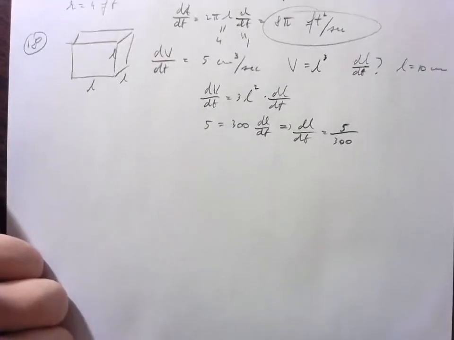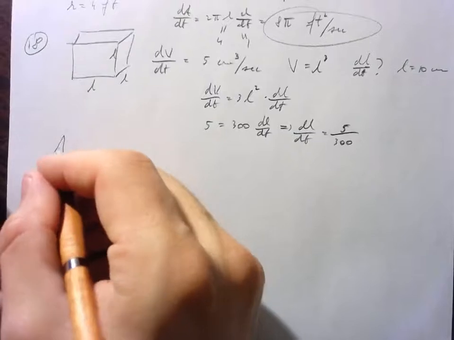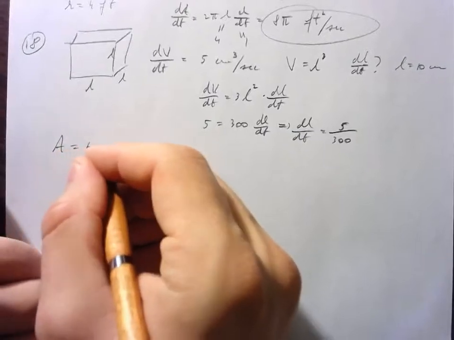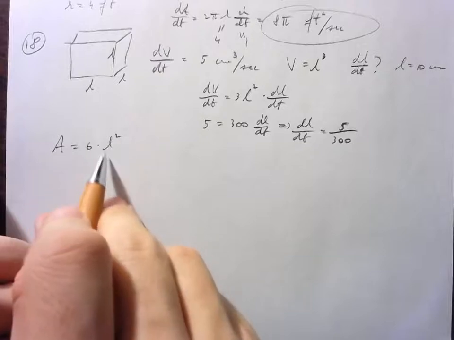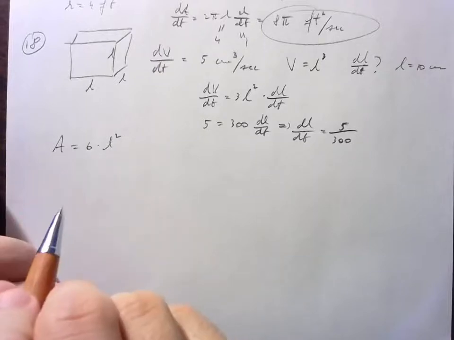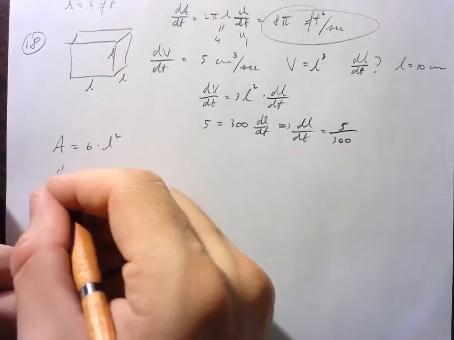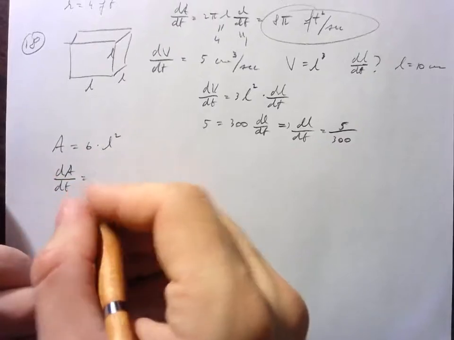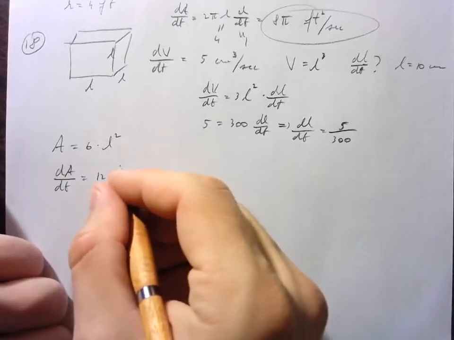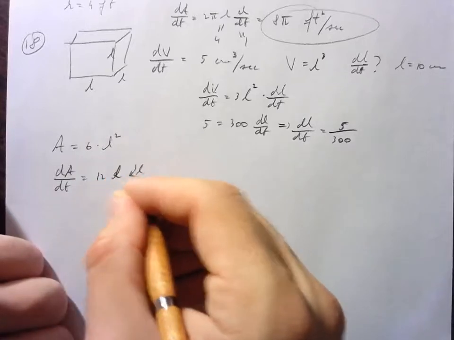And the surface area of a cube is 6 times L squared, because the area of a single face, since it's a square, is L squared, and there are 6 total faces for a cube. And I need to find dA/dt, so let's take the derivative with respect to time here. I get 12L dL/dt.